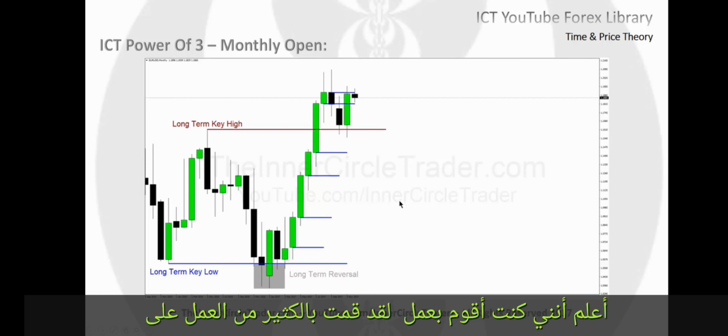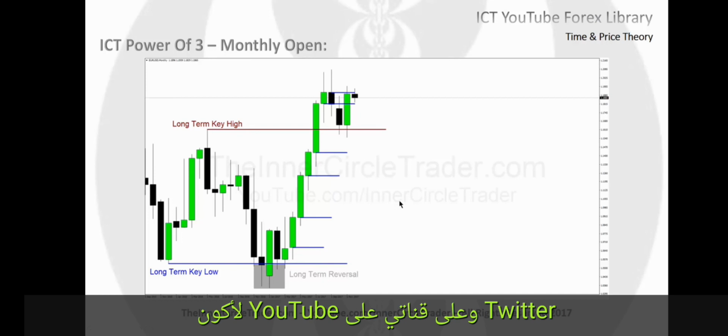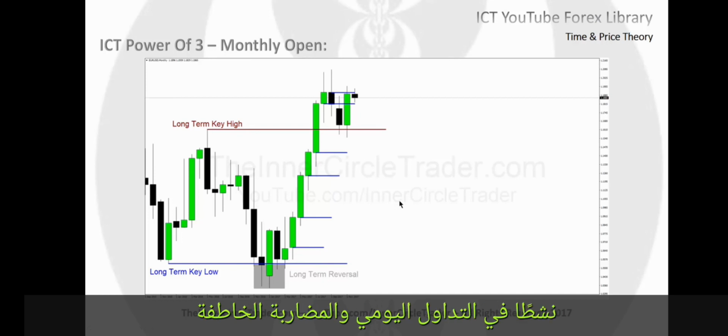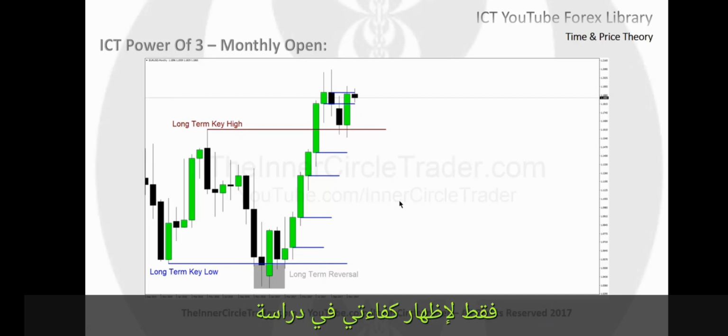So I know I've been doing a lot of work on Twitter and on my YouTube channel to be active with day trading and scalping, just to show my proficiency in studying and reading price action and executing on those lower time frames. I have tools and applications that work on higher time frame charts like this. If you can't do day trading, I have methods that help you do these types of things. I personally do not like this style of trading. It's too slow. It doesn't give me enough action.